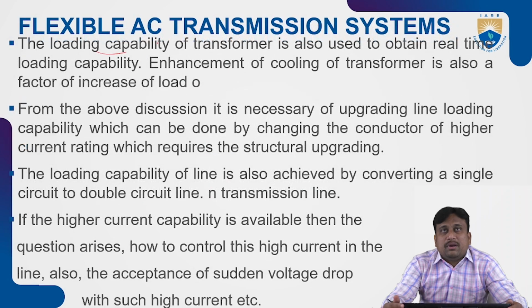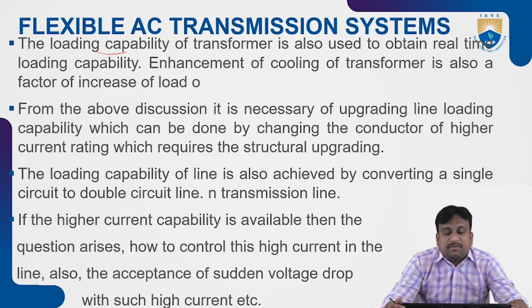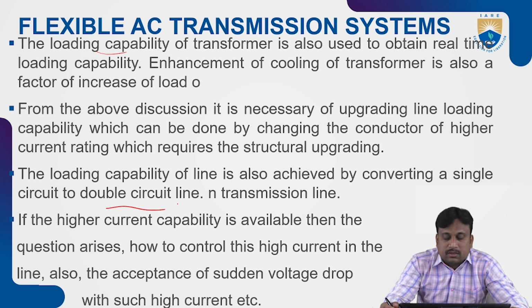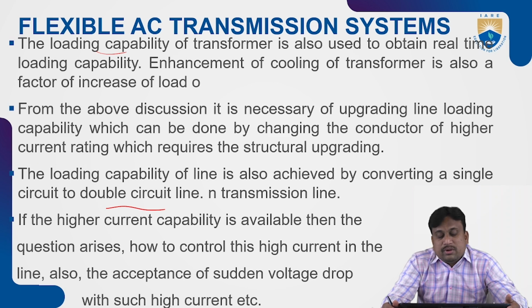So usually the loading capability of the transformer is also used to obtain the real-time loading capability. For the enhancement of the cooling of the transformer, it is also to be considered as one of the factors of increased load from whatever we discussed. That should be upgrading the line loading capability, which can be done by changing the conductor to a higher current rating, which is required to maintain the structural upgrading of the power system network. Loading capability of the line is also achieved by converting a single circuit to a double circuit line, which may also extend up to N transmission lines.